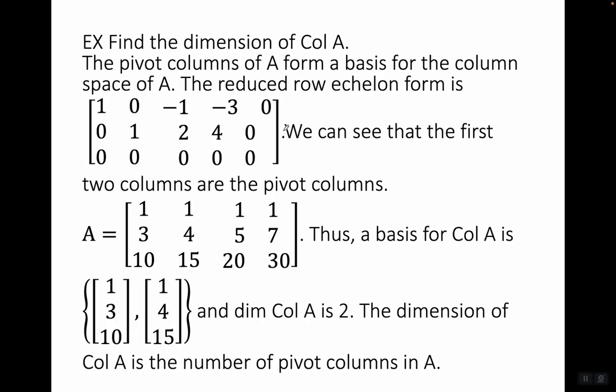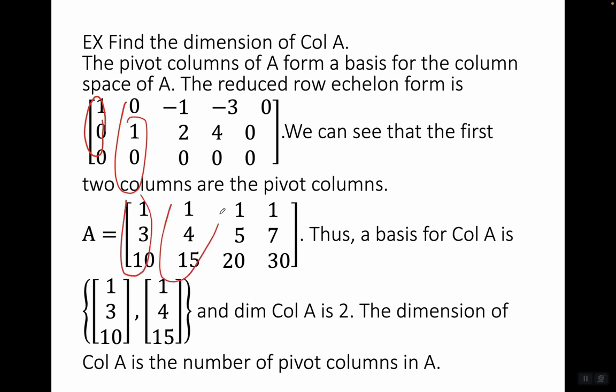Find the dimension of the column space of A. Well, the pivot columns of A form a basis for the column space of A. The reduced row echelon form is this. We can see that the first two columns are the pivot columns. Okay, we got this one and we got this one. Thus, a basis for the column space of A is going to be these two columns.